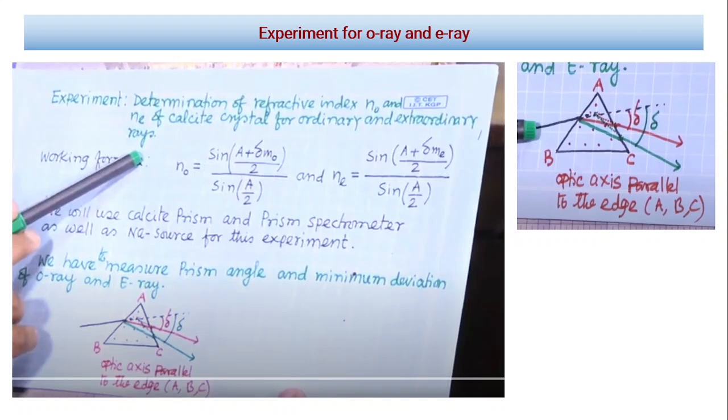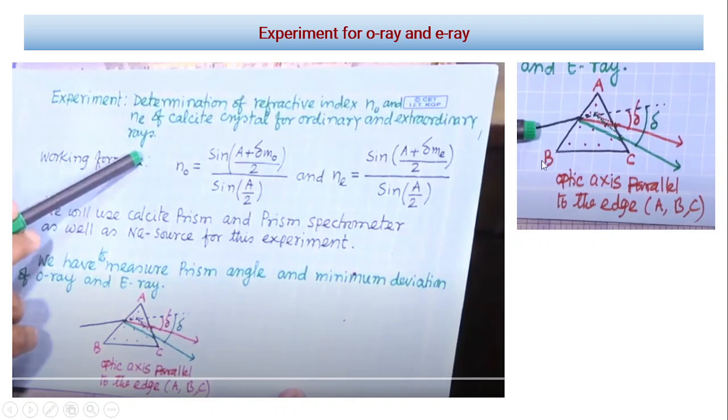So I am using some material which is a birefringent material. That means for O ray and E ray, the refractive index will be different. So for that material, we want to determine the refractive index, n_o for the ordinary ray, and the refractive index for the extraordinary ray, that is the E ray, and we are using a calcite crystal. This is the experiment.